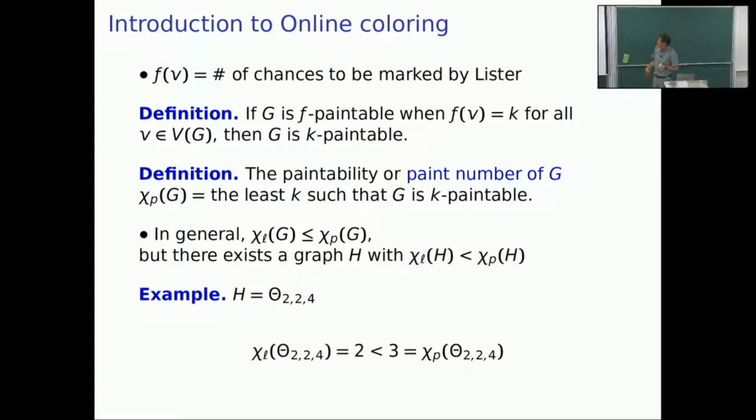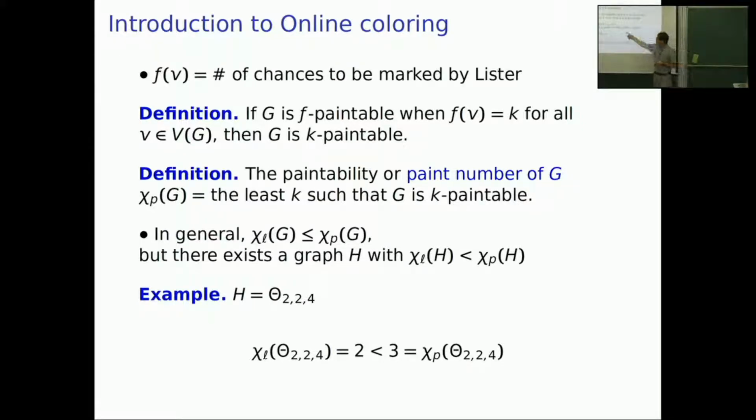Also, it turns out this is a generalization of list coloring. Also, there is some graph H such that the paint number is greater than the choice number. So, for example, this theta graph. I'm going to explain this case.